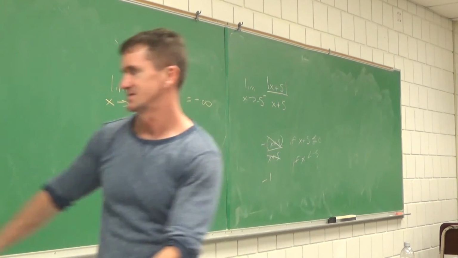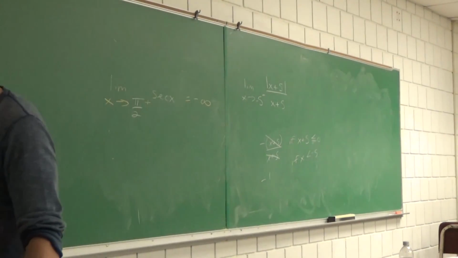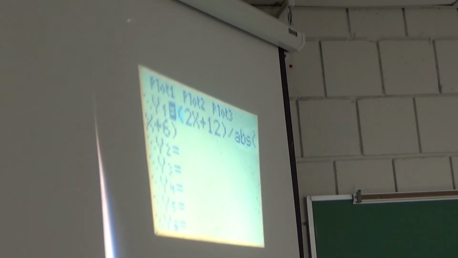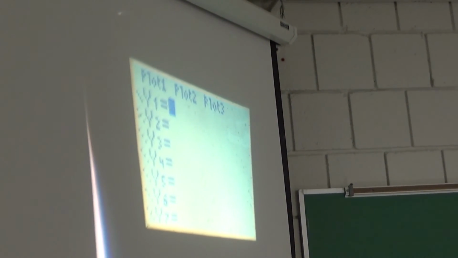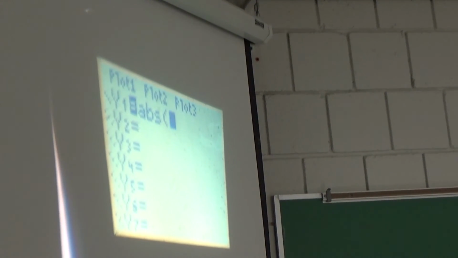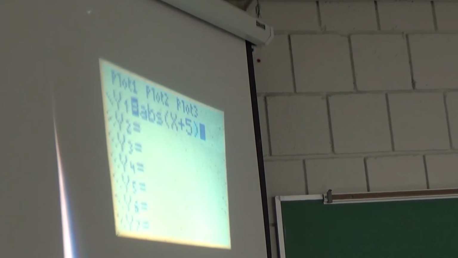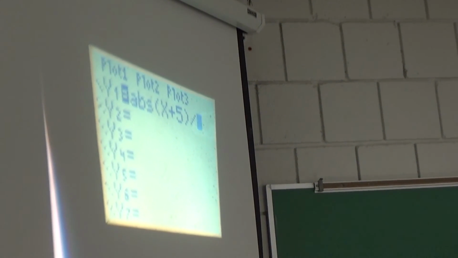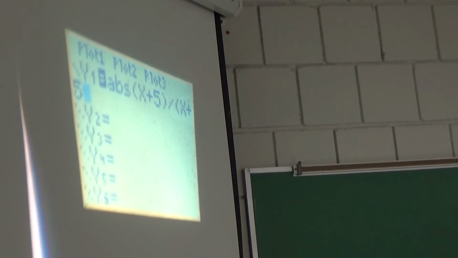Alright, let's look. Pull this thing out, and just look at this thing. What do we have to type in here? Is this really going towards that? I go to y equals, clear. What was the top? I went second zero for abs. It was x plus 5. What was in the bottom? Regular x plus 5, just regular parentheses. X plus 5.